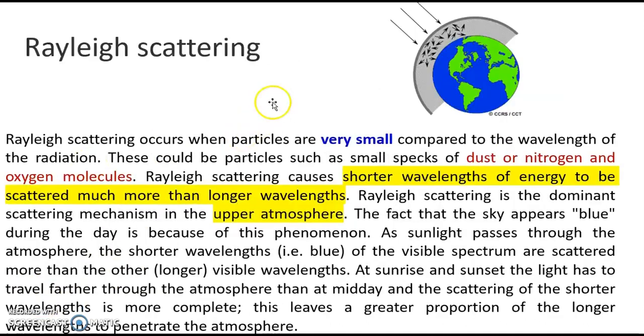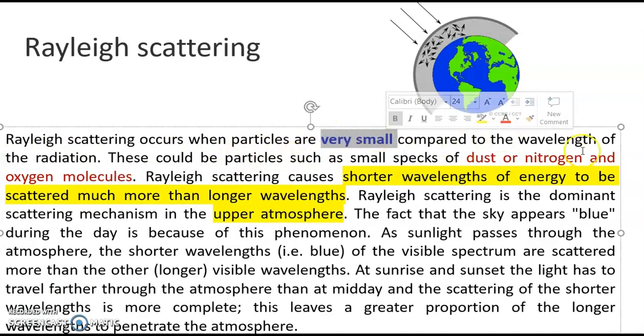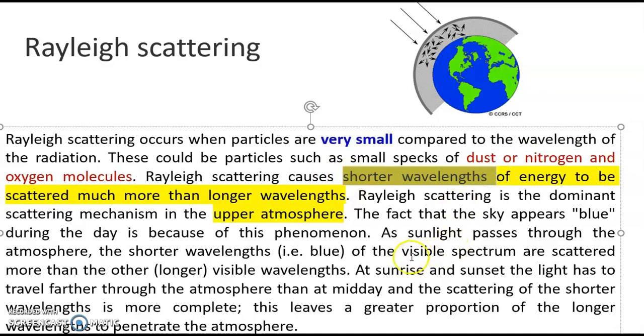So let's understand the meaning of all these three types of scattering. Now, Rayleigh scattering occurs when the particles are very small compared to the wavelength of the radiation. These could be particles such as small specks of dust, nitrogen, and oxygen molecules. Now, when does this happen? I told you one major factor that affects the type of scattering is the wavelength. Rayleigh scattering is expected for shorter wavelengths. It will scatter more.